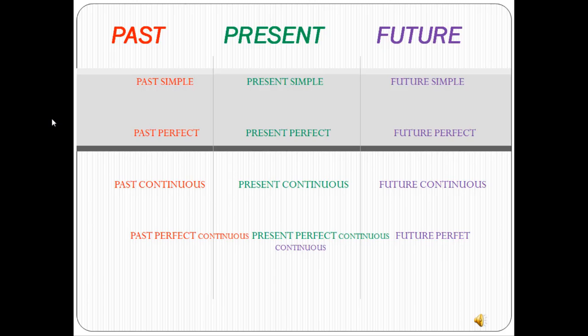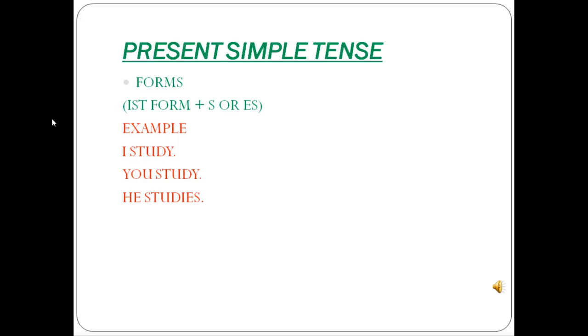So there are ways we can make tenses for the present, the future, and the past. We are going to discuss all of them in this lesson. Let's begin with the present simple tense. The present simple tense is the tense where we use the first form of the verb plus s or es. It's very simple: I study, you study, or he studies.